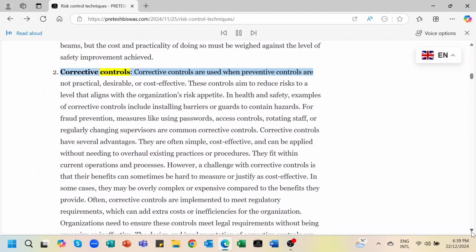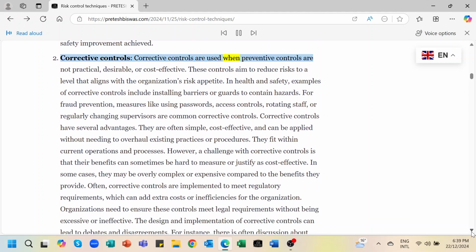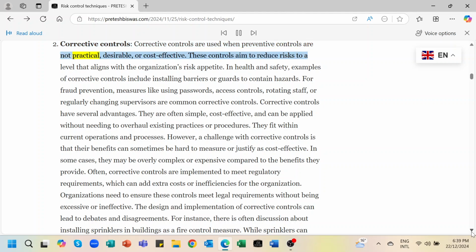Corrective controls. Corrective controls are used when preventive controls are not practical, desirable, or cost-effective. These controls aim to reduce risks to a level that aligns with the organization's risk appetite. In health and safety, examples of corrective controls include installing barriers or guards to contain hazards. For fraud prevention, measures like using passwords, access controls, rotating staff, or regularly changing supervisors are common corrective controls.